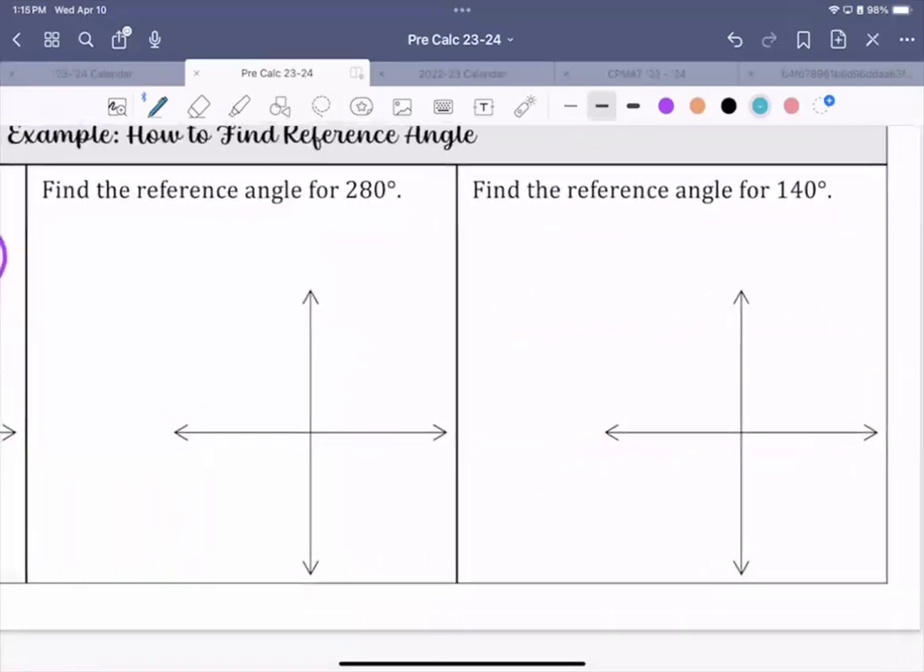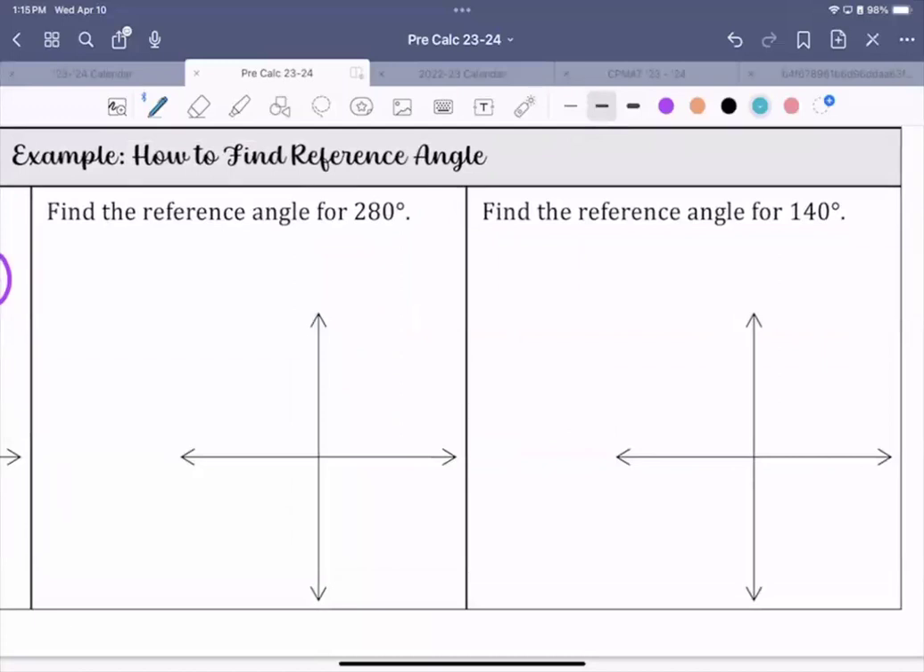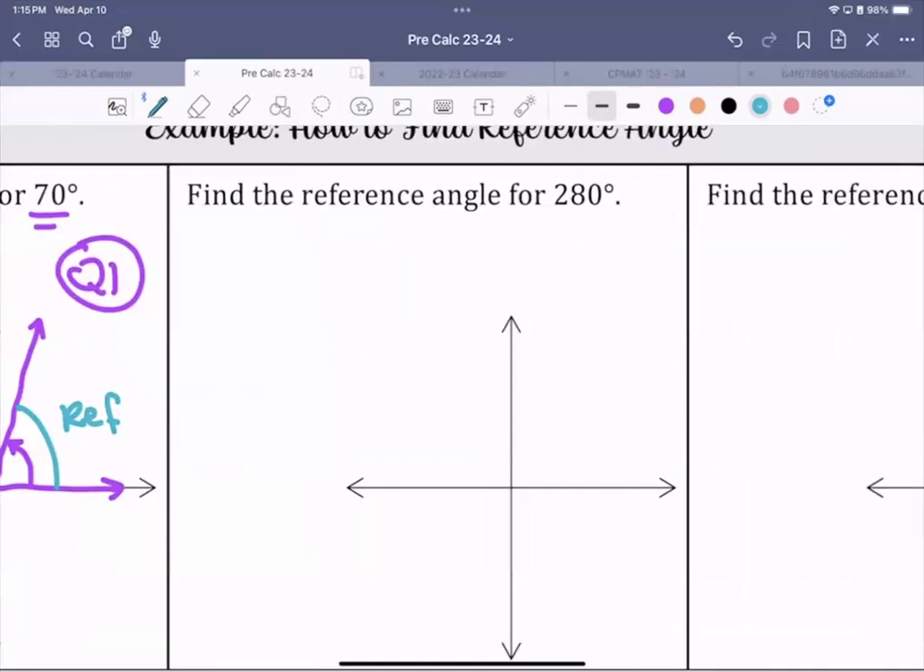Okay, I would encourage you to pause the video, try these 2, and then come back when you're ready. Okay, we're going to go over what you have for the first one. We have reference angle of 280 degrees.